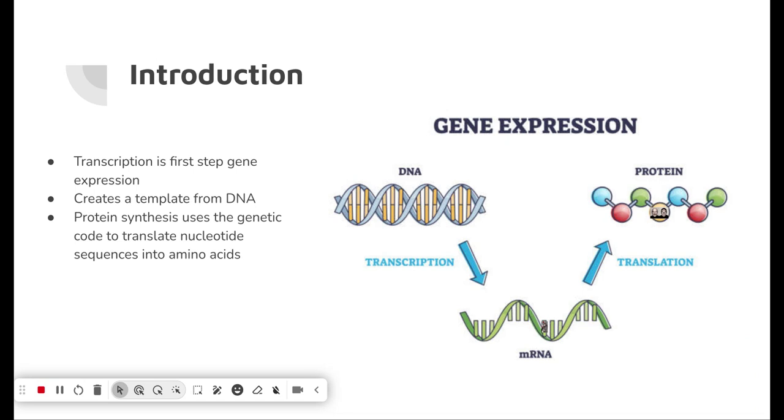Transcription is the first step in gene expression, where genetic information stored in DNA is copied to messenger RNA, or mRNA, and this mRNA molecule serves as a template for protein synthesis. Protein synthesis uses a set of rules called the genetic code to translate nucleotide sequences into amino acids, which is later used to construct proteins.